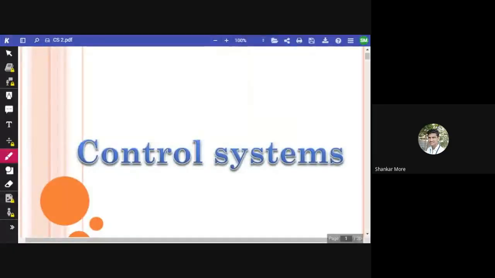So today our subject is control systems. In the last class, we have seen block diagram reduction techniques, and I hope you have practiced some of the examples, and that the technique which I gave you might be helpful for you. Keep practicing, keep solving a number of questions. That's the key.